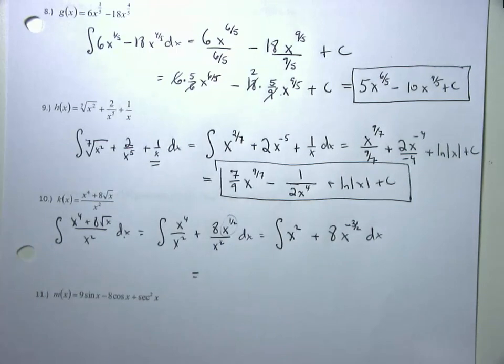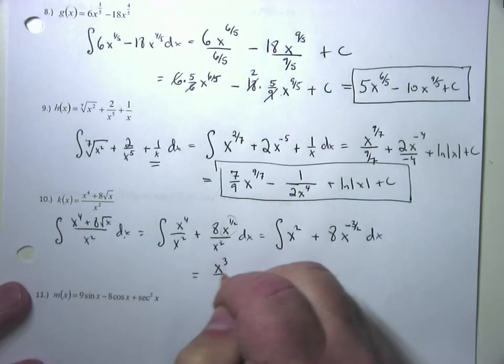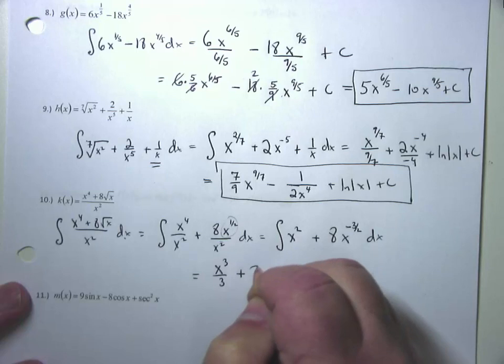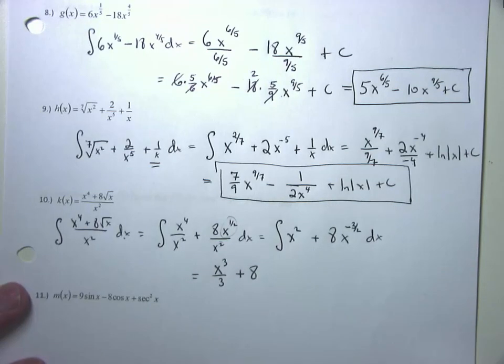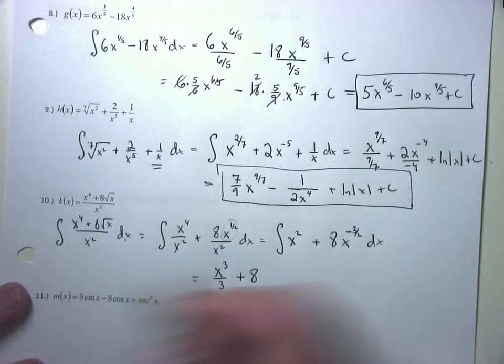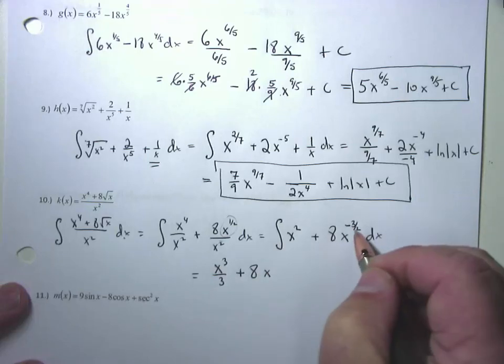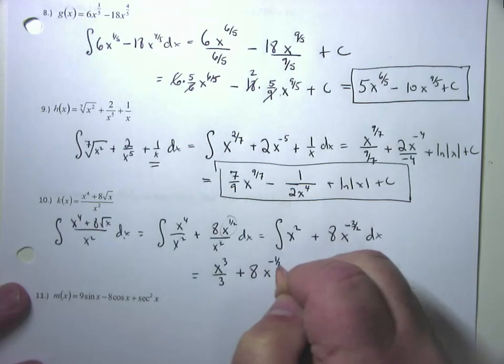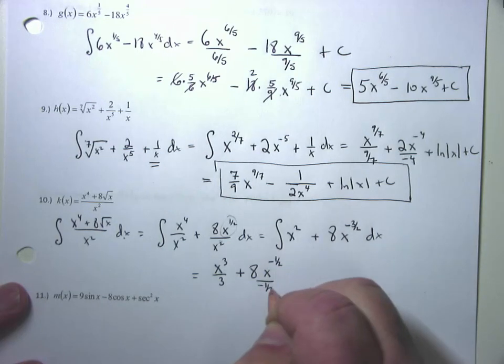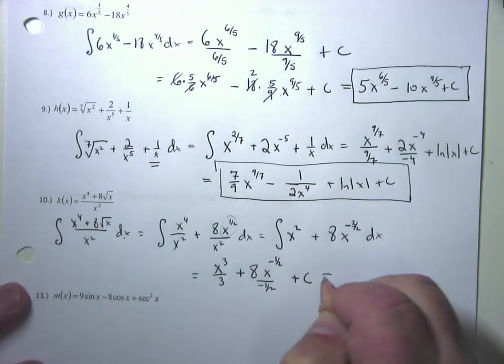Now, honestly, I haven't really done anything to the problem except clean him up, but I put him into a fashion that is a formula I have memorized. What's the integral of x squared? Add 1 over add 1, I get x cubed over 3 plus 8. What's the integral of x to the negative 3/2? Add 1, x to the, what is negative 3/2 plus 1? Negative 1/2 over negative 1/2, and then one big old plus c.